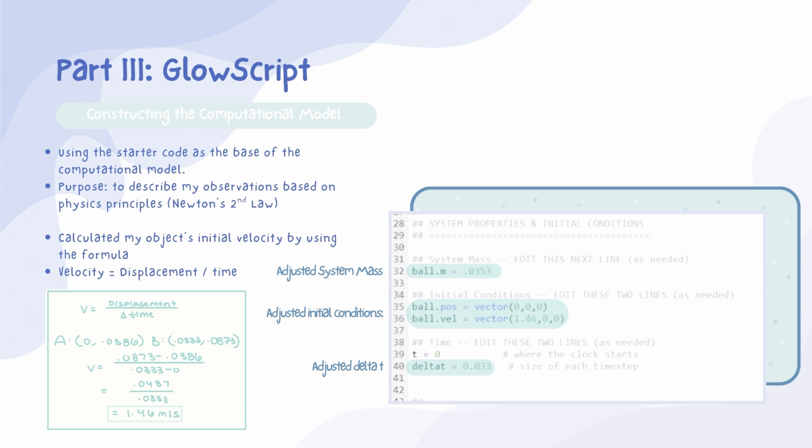Part 3, GlowScript. Next, I built a simulation in GlowScript using starter code. I set the mass to 0.0353 kilograms, the initial velocity to 1.46 meters per second, and the time step to 0.033 seconds. I calculated the initial velocity of the object by using velocity equals displacement over time. I used the first 2 points that were given to me by Tracker, and I got a velocity of 1.46 meters per second.